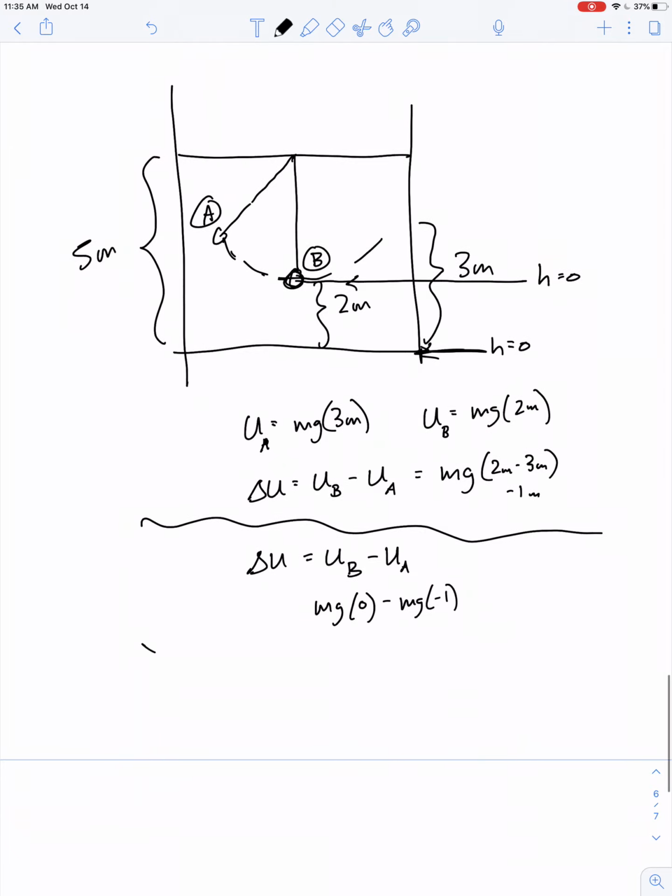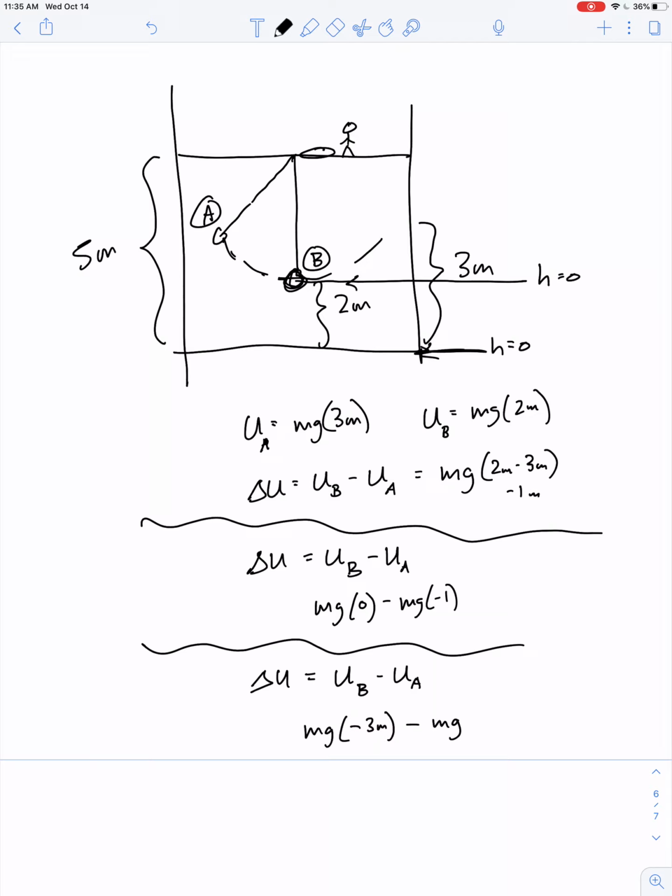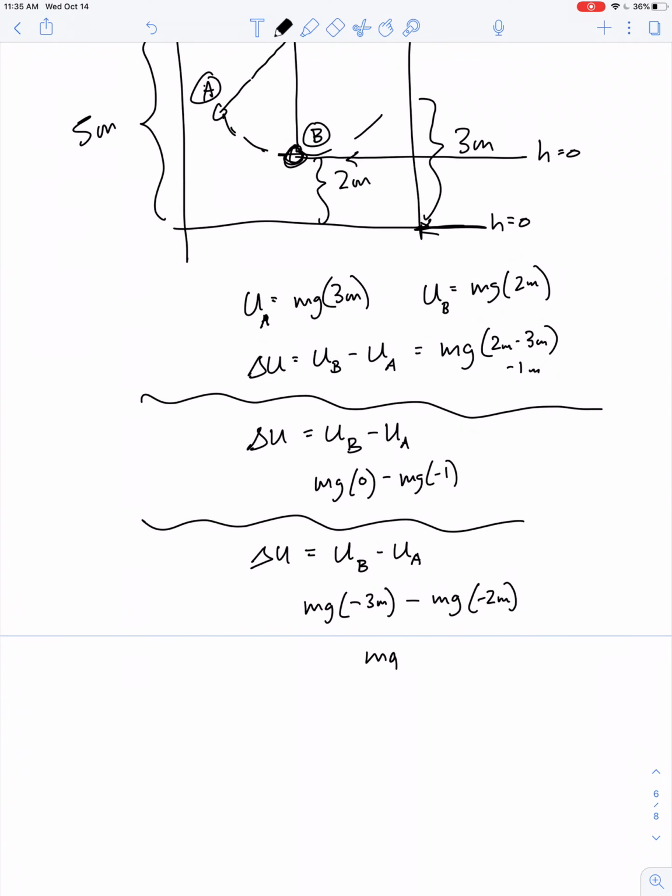Okay, what about the person standing on the second floor looking through the hole in the ground? They would say change in gravitational potential energy is the energy at position B minus the energy at position A. And in this case, they would say it's mg. Now, when it's at point B, they would say that it's at a position of -3 meters. And when it's at position A, they would say it's at -2 meters. And so again, they get a value of mg times -1 meter.